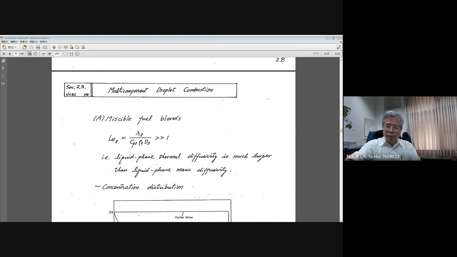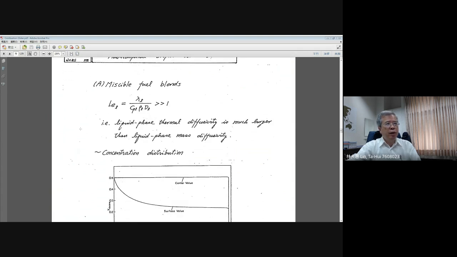Now, when you mix two or three different kinds of liquid fuel together as a new blend, you will need to look at the important quantity, the so-called Lewis number. We already mentioned that the Lewis number is quite important for gas phase combustion because it describes the balance between thermal diffusion and mass diffusion in the preheating zone of your premixed flame, and also on both sides of a diffusion flame, because those diffusion processes near the flame need to be considered.